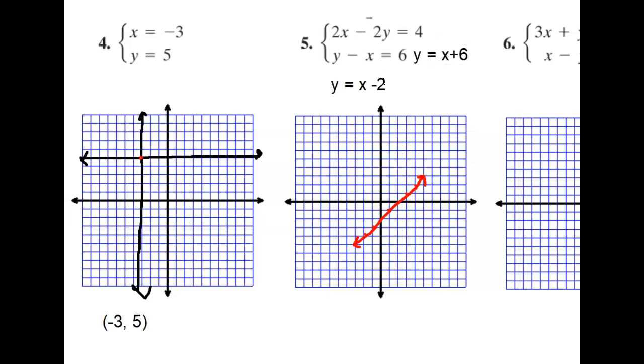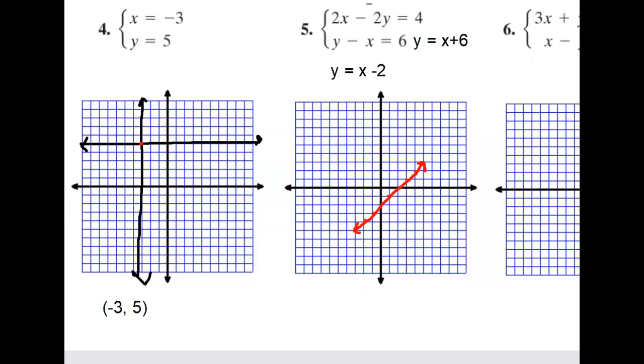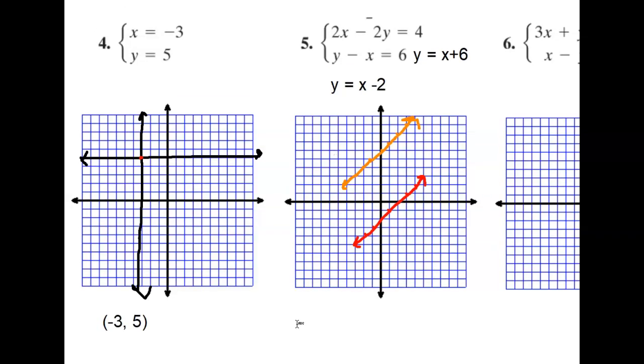What do you notice about these two equations? What do we notice about those two equations? What do you think, Nick? Yeah, they're the same slope. So if two lines have the same slope, do they ever intersect? No. If two lines never intersect, do they have a solution? No. So these are parallel lines. Parallel lines have no solution.